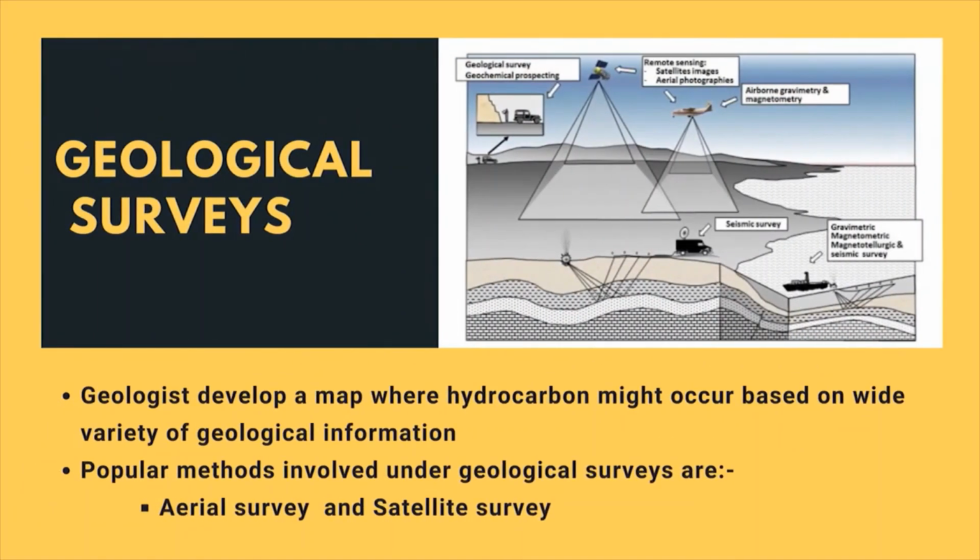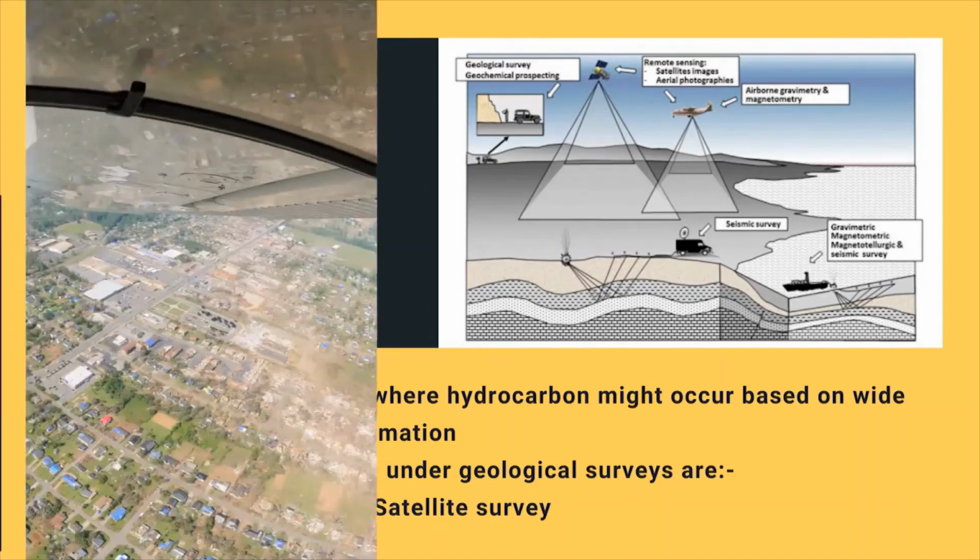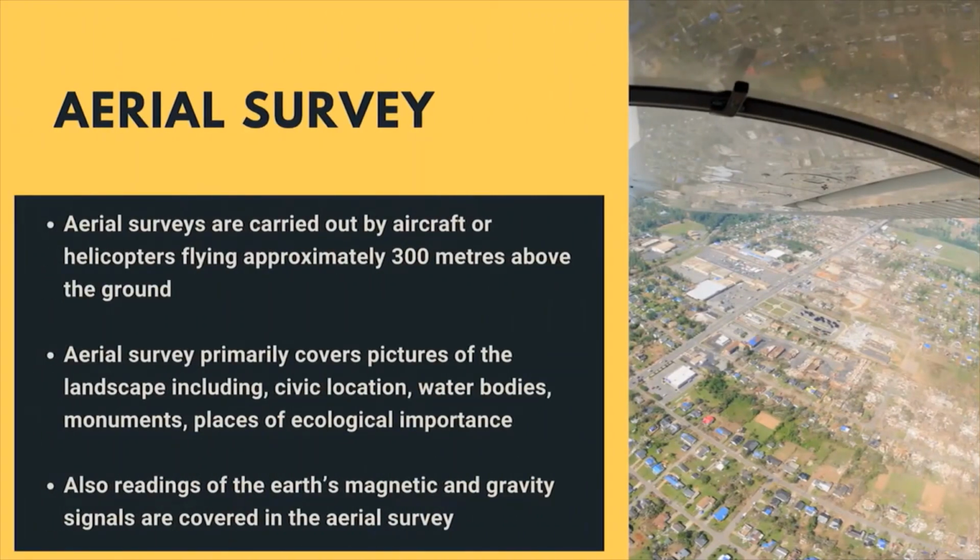In geological surveys, the geologists develop a map where hydrocarbons might occur based on a wide variety of geological information. And where do they get this information? This information is primarily obtained through an aerial survey, an airborne survey, or a satellite survey. What kind of information do we try to obtain from the aerial or airborne survey? Let's see. Aerial surveys are carried out by aircraft or helicopters flying approximately 300 meters above the ground level.